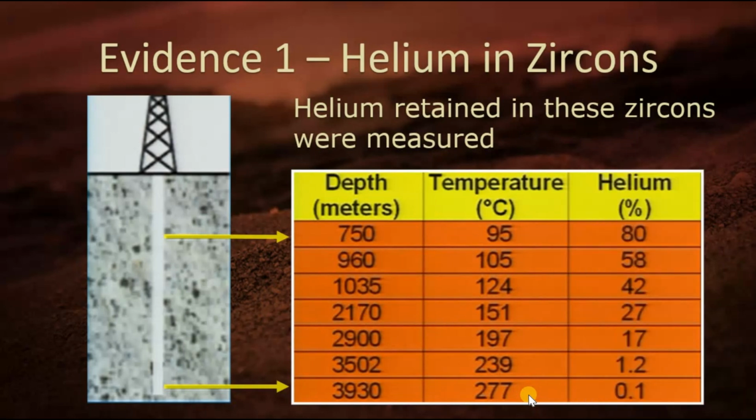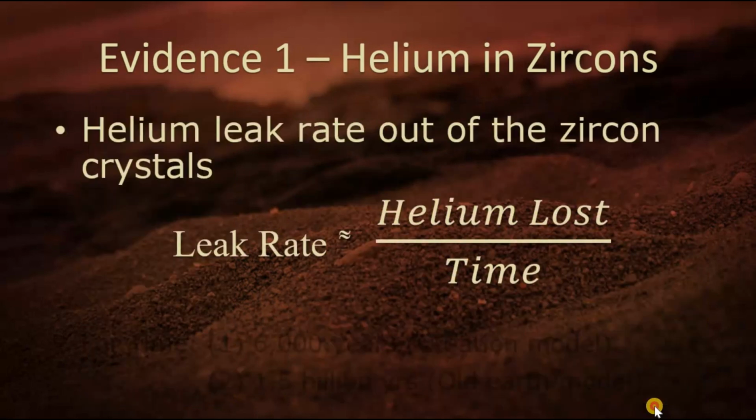So if we look at the temperature versus the helium percentage in those rocks at those different depth layers, near the top, when it was 95 degrees Celsius, 80% of the helium was still in the rock. When you get down to the bottom at 277 Celsius, 500 degrees Fahrenheit, only 1/10 of 1% of the helium was in there. So the hotter the zircon crystal, the faster the helium leakage.